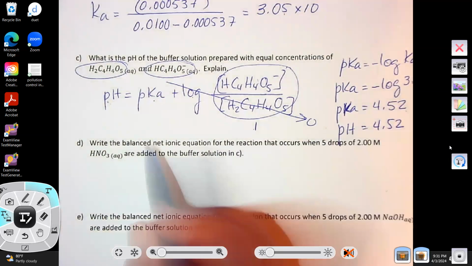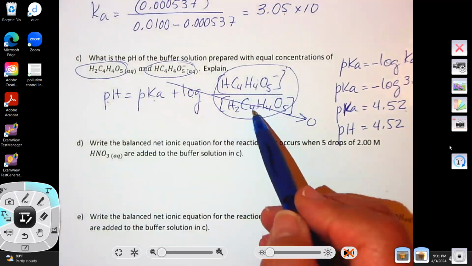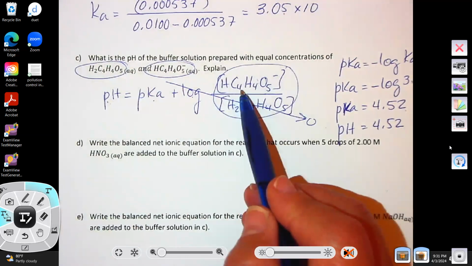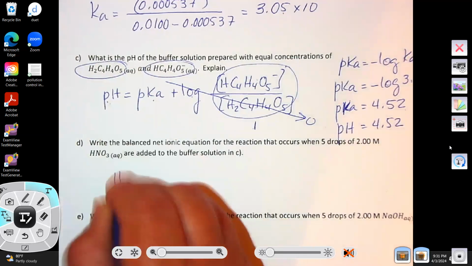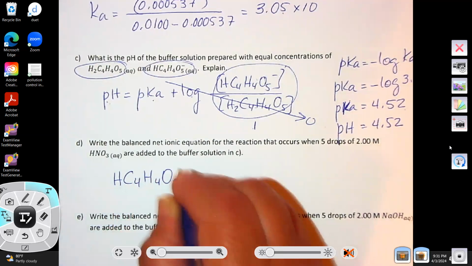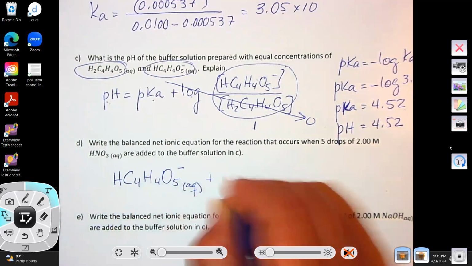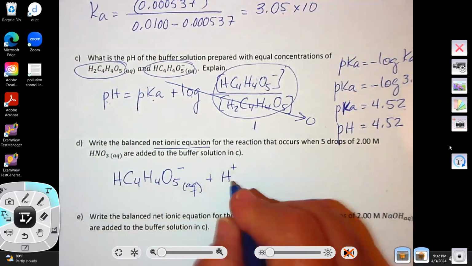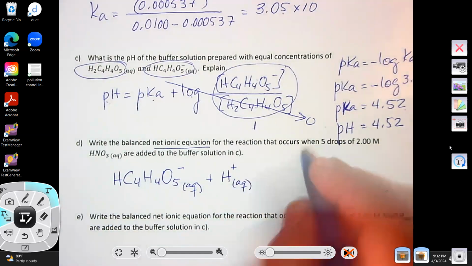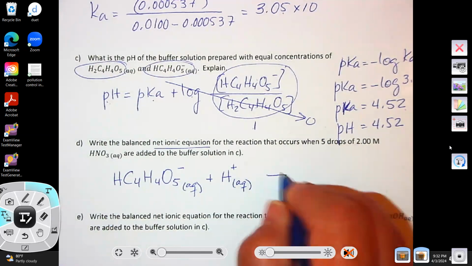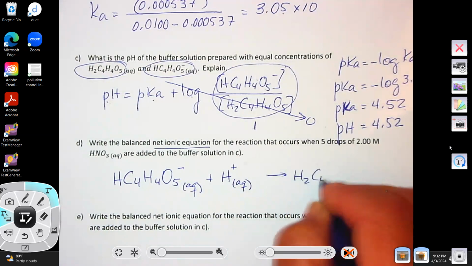So out of these two, which one is going to react with the acid? The acid or the conjugate base? The answer is the conjugate base. So your conjugate base will be the one reacting with the nitric acid. And since you want the net ionic equation, you're going to ignore the nitrate because that becomes your spectator ion. And you could put H plus or you could put H3O plus, whichever you want, and that's going to form your acid.